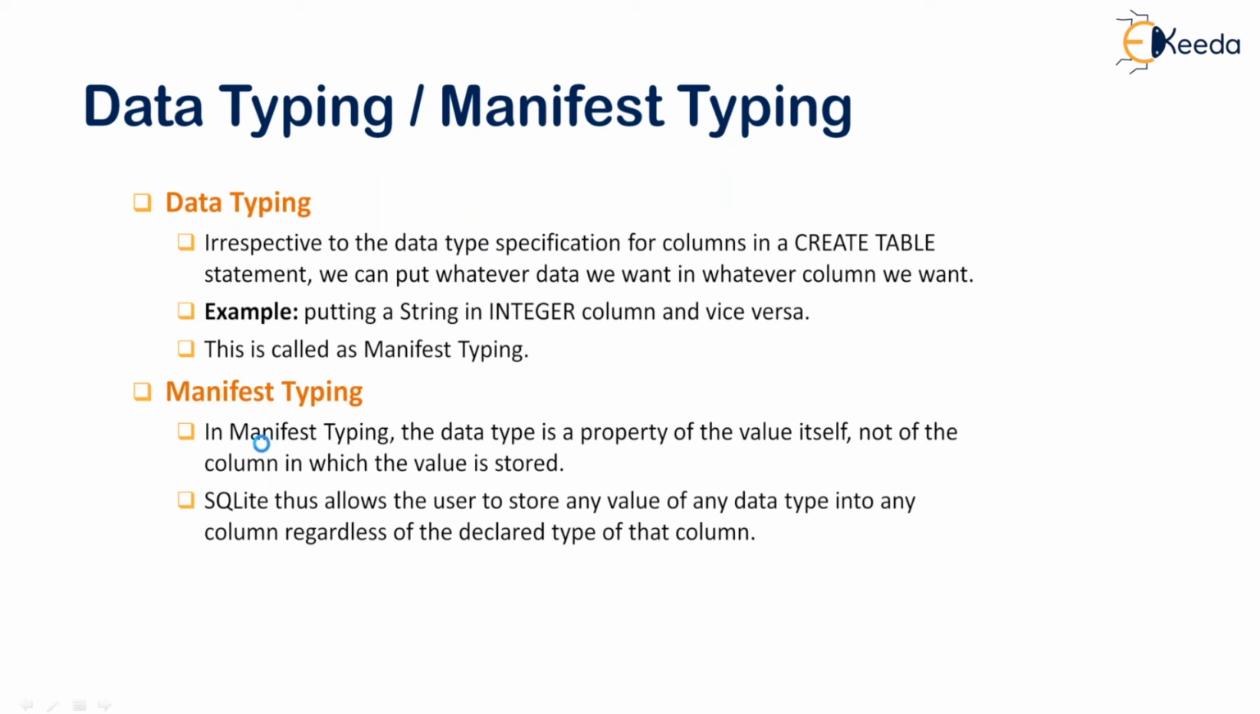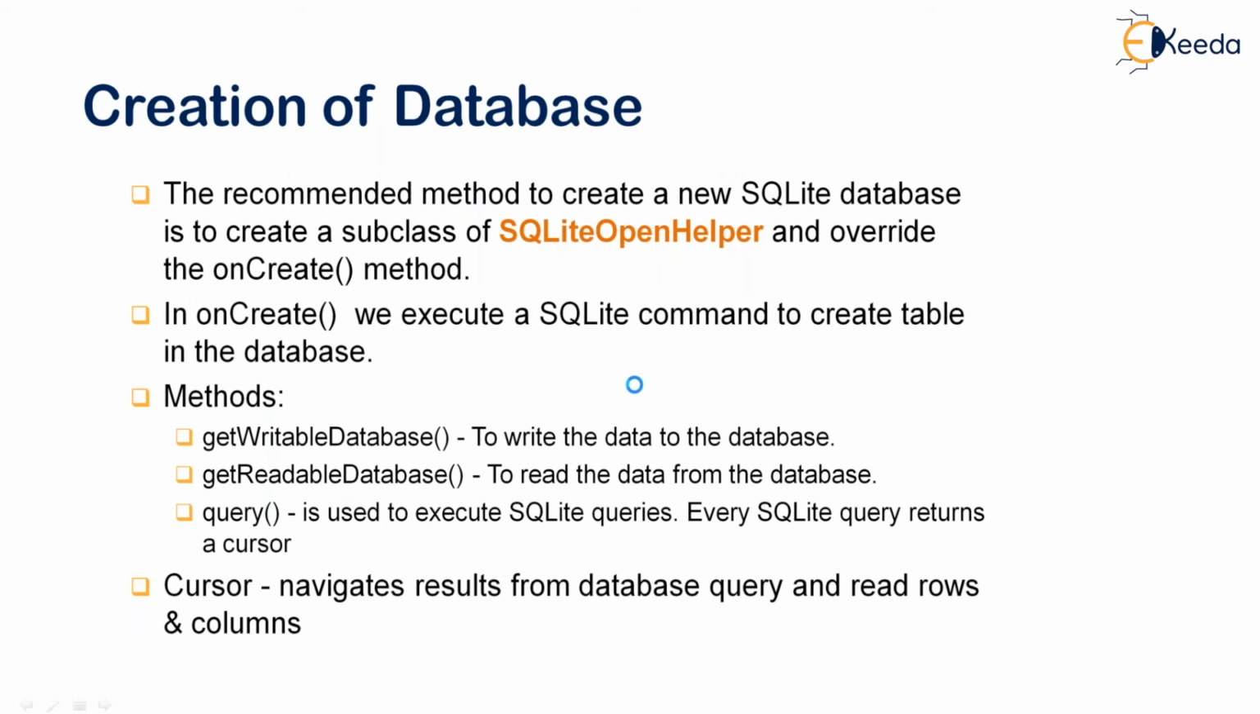That is what is being explained here. In manifest typing, the data type is a property of the value itself, not the column in which the value is stored. Thus, SQLite allows the user to store any value of any data type into any column regardless of the declared type for that particular column. That is the difference between SQL and SQLite. And some of the joins and inner joins may not work in SQLite. The foreign key concept is also not flexible in the SQLite database.